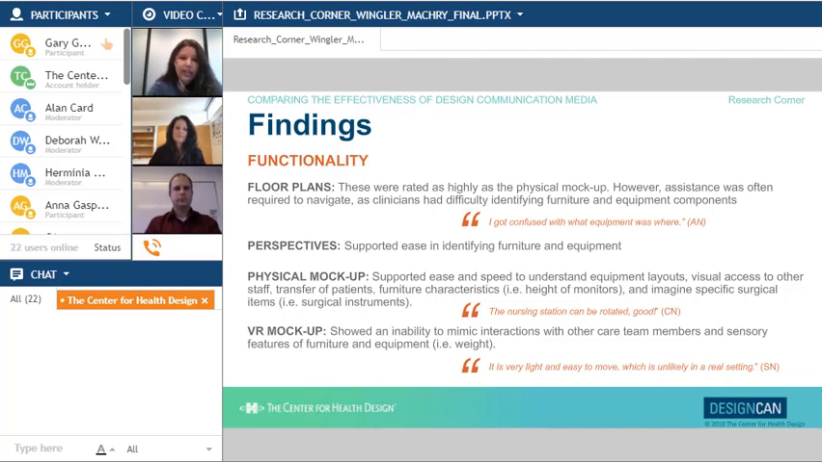But then again, it was difficult to understand what things were in the actual drawing. But once they understood, they were able to simulate their tasks. And then perspectives supported ease in identifying furniture and equipment because people saw the images, so they saw some of the details in that furniture or that equipment, so they could kind of understand that a little bit.